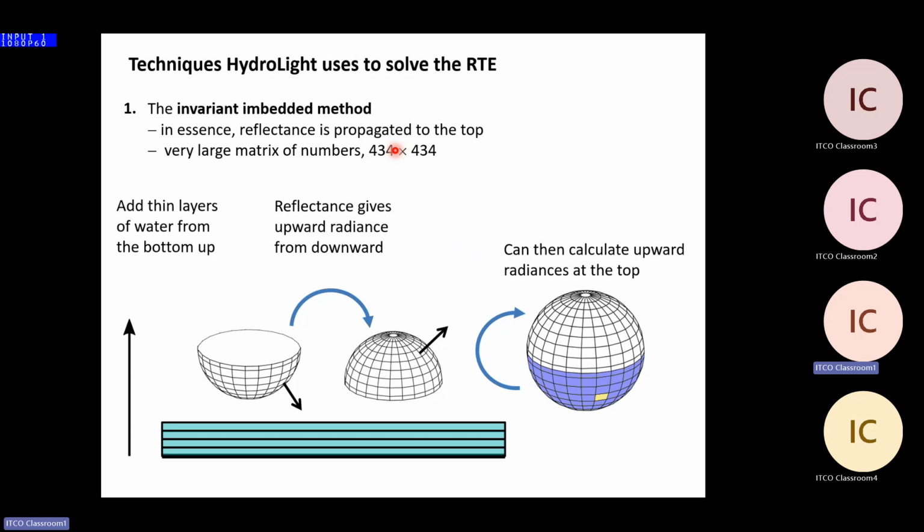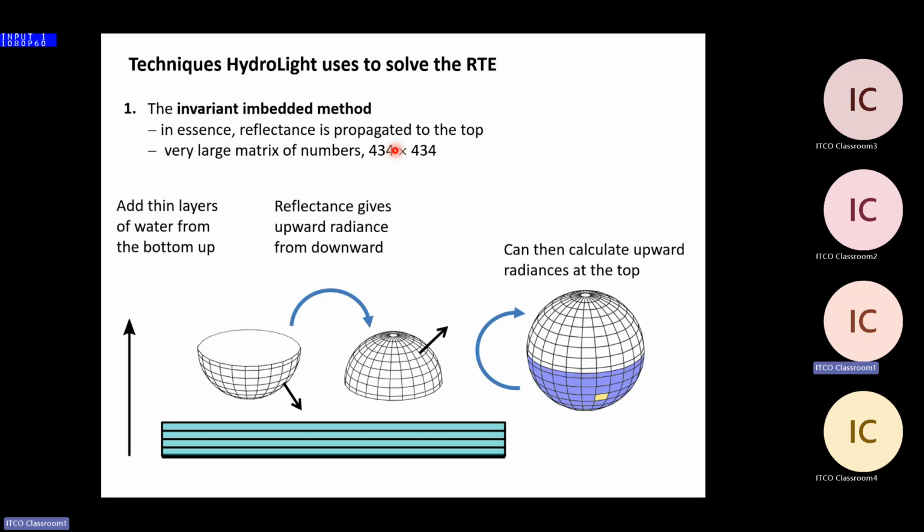So we populate a big matrix which describes the radiance coming down and the radiance coming up as a function of the reflectance, and we bring that up through the water column. So in essence, instead of taking radiance down, we start by bringing reflectance up, just one little layer at a time. It's like adding a layer of water on top of it over and over and over again. And then we have the reflectance at the top of the water column.